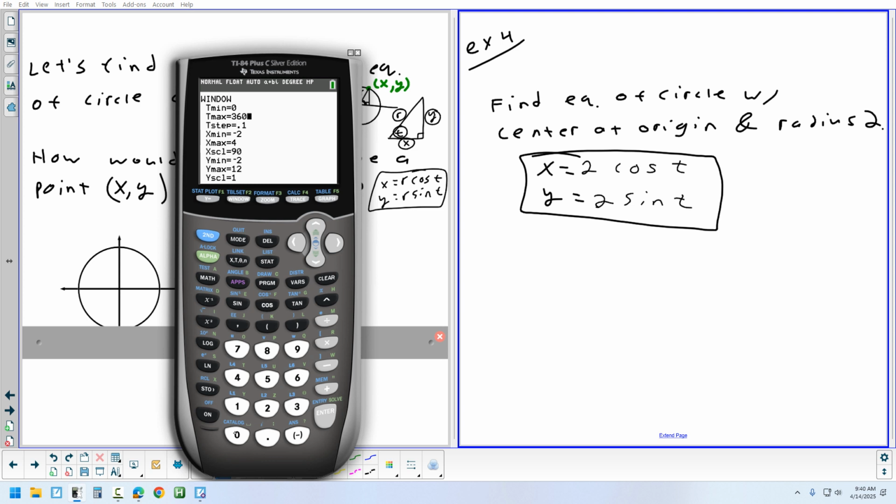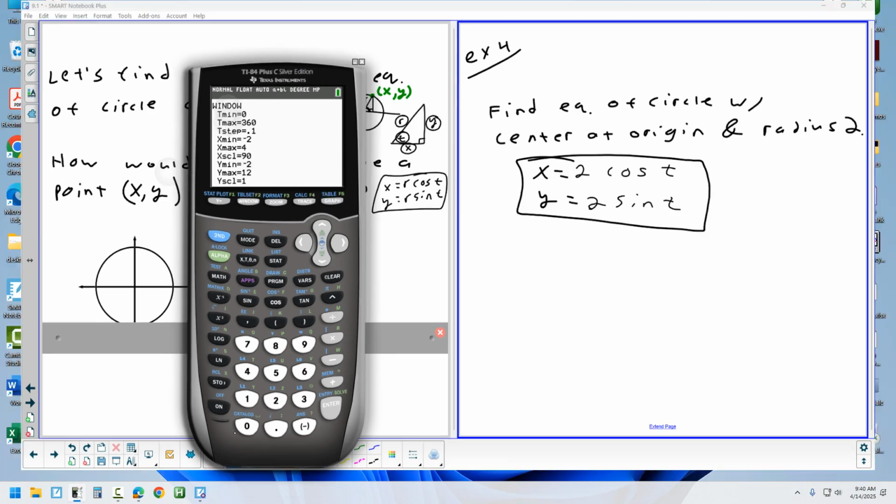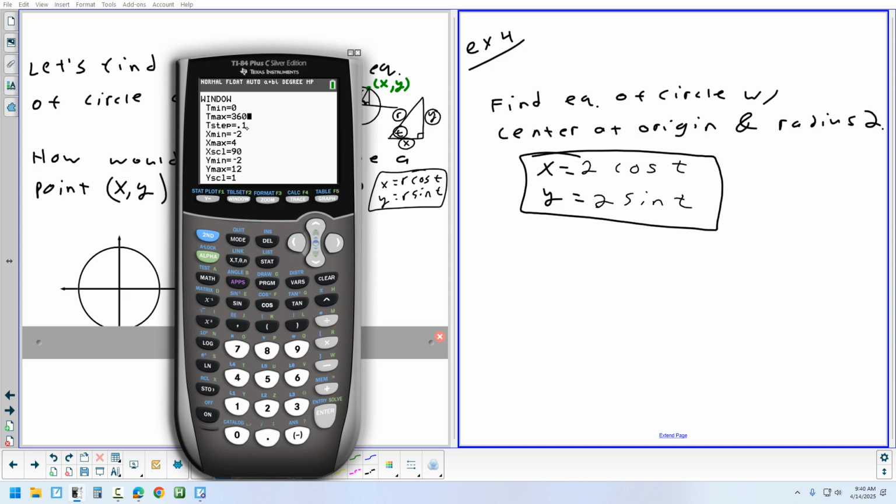Now, stepping by 0.1, way too much. If you count from 0 to 360 by 0.1, that's over 3,600 points. Okay? If you take the difference between your Tmin and Tmax and divide by your T-step, that roughly tells you how many points it's going to plot. So I would say if you go by 10, that's probably going to look okay. It's going to plot 36 points plus the end point, 37. So you're going to get 37 points from the start to the end.